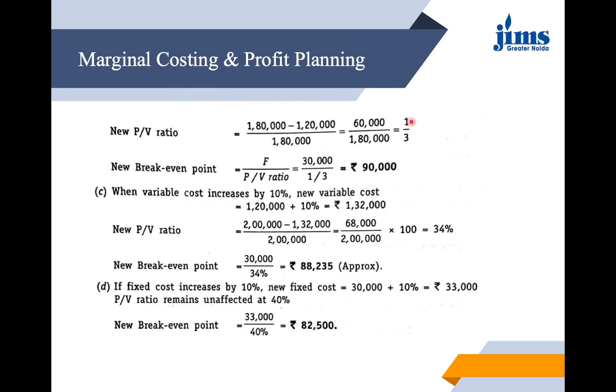Next you will be able to find the new PV ratio, and we can put it here and find out the new break-even point. In the third case, we need to increase the variable cost by 10%, so we can find the 10% of 1,20,000 and add to it, and then we find that the PV ratio decreases, that is 34%, and we can find out the new break-even point. Last case, they are saying if fixed cost increases by 10%, the new fixed cost will be 33,000. PV ratio would remain unaffected because it is not having any effect on that, but the new break-even point can be calculated, that is 82,500.